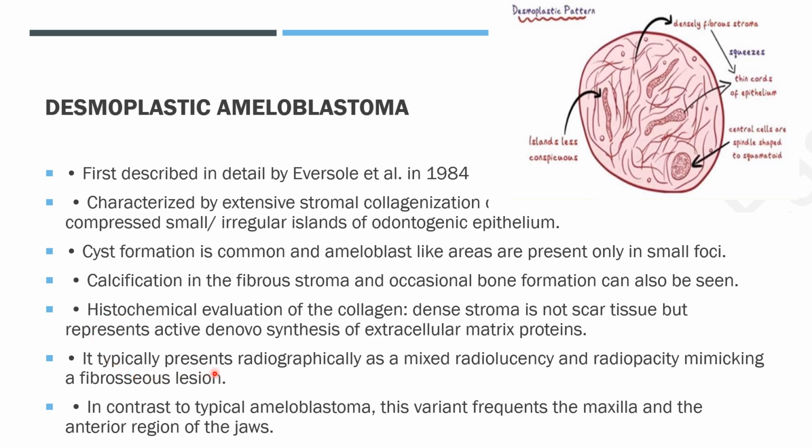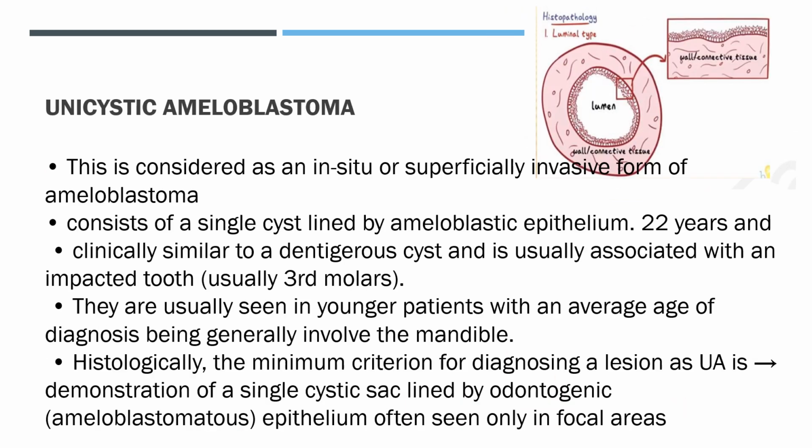It typically presents radiographically as a mixed radiolucency and radiopacity, mimicking a fibro-osseous lesion. In contrast to typical ameloblastoma, this variant frequents the maxilla and the anterior region of the jaw. Usually ameloblastoma is most commonly seen in the mandibular posterior regions, but desmoplastic ameloblastoma has a predilection for the maxilla and the anterior region of the jaw.